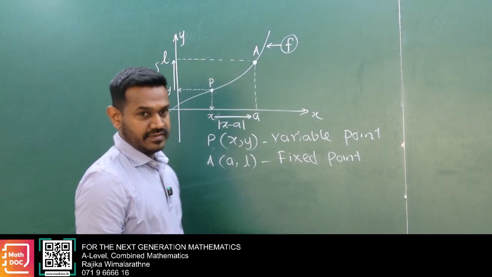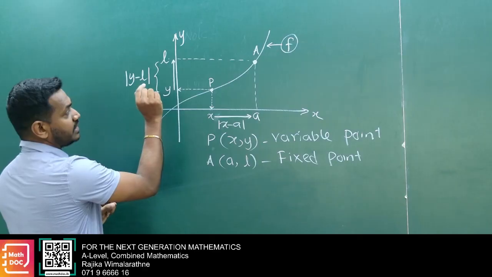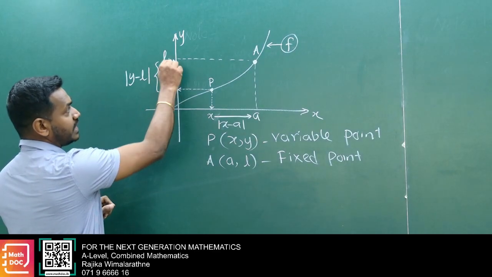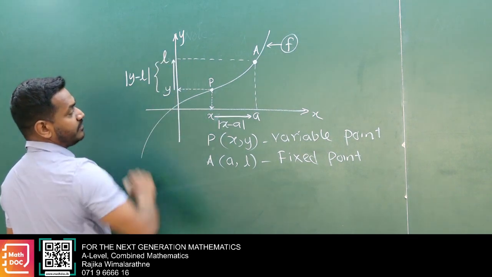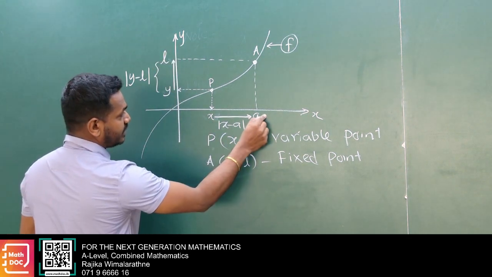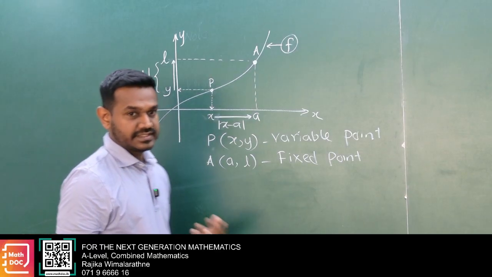Therefore, as x goes to a, y goes to L, then the limit of the function y is L. Here as x goes to a, the limit of the function is L.